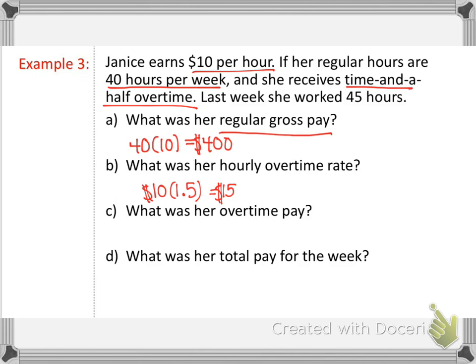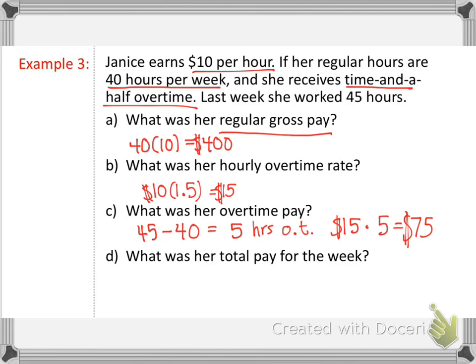So what was her overtime pay? We have to figure out how much she worked overtime. She worked a total of 45 hours minus 40, so she worked a total of 5 hours overtime, and I'll put OT for overtime. So we're going to take this 15 and multiply it by 5, because 15 is how much she's getting paid for those 5 hours. So 15 times 5 gives us $75. So she gets $75 overtime.